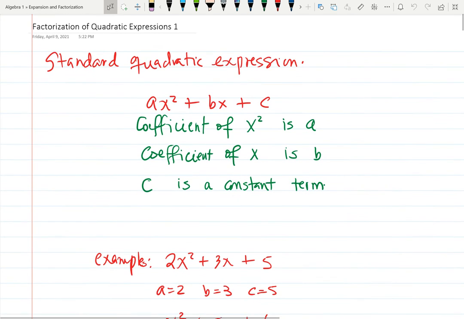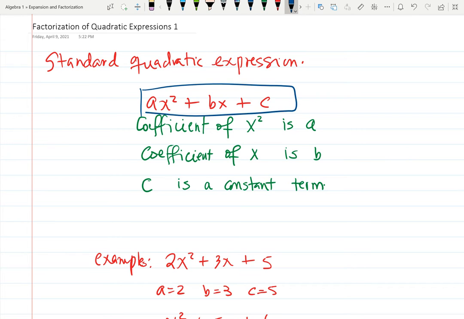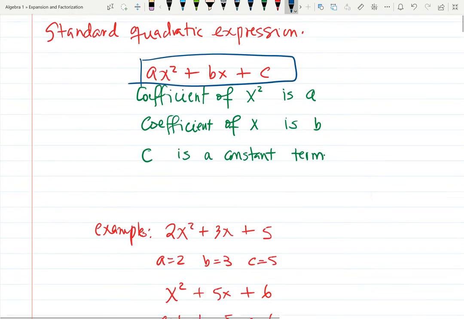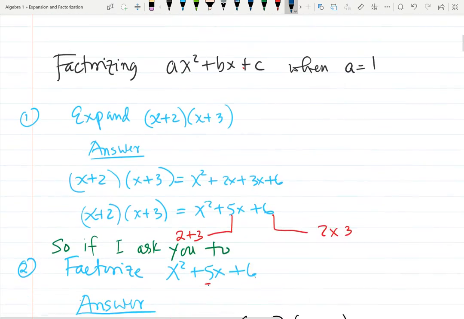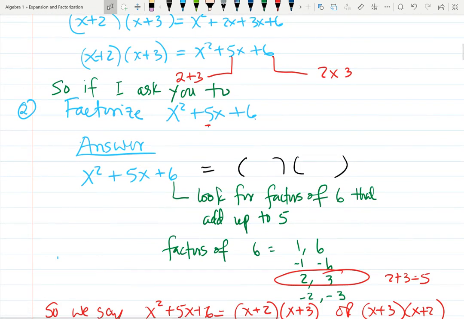Hello, this is going to be a quick lecture about how to factorize a quadratic expression. A standard quadratic expression looks like this: ax squared plus bx plus c. So the question here is: factorize this expression. That means I want to put it in this form.